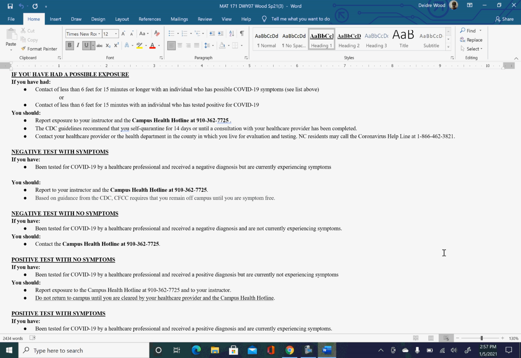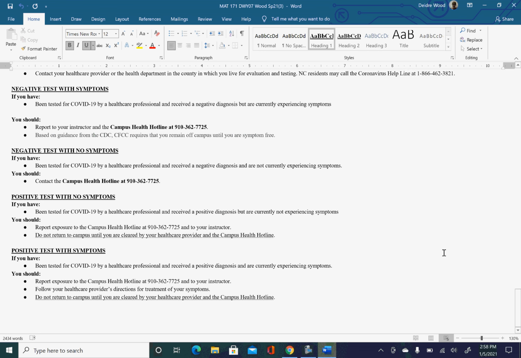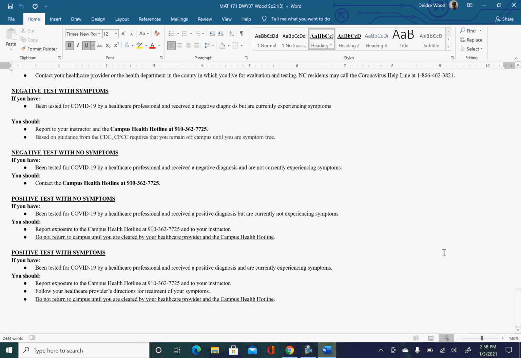If you contact me at any point during the semester with things associated with COVID in terms of being exposed, just know that I'm going to be directing you to contact the campus health hotline. Positive test with no symptoms, here's what you would be having, and here's what you should do. Positive test with symptoms, here's what would be happening, and here's what you should do. In both of those cases, you're contacting the campus health hotline and myself, to keep us all in the loop. If you have any questions about anything here in the syllabus, please feel free to reach out to me.